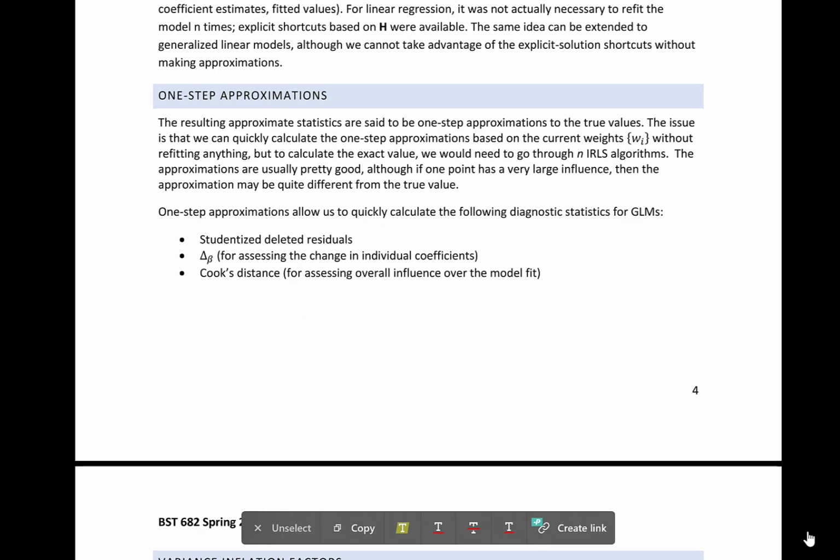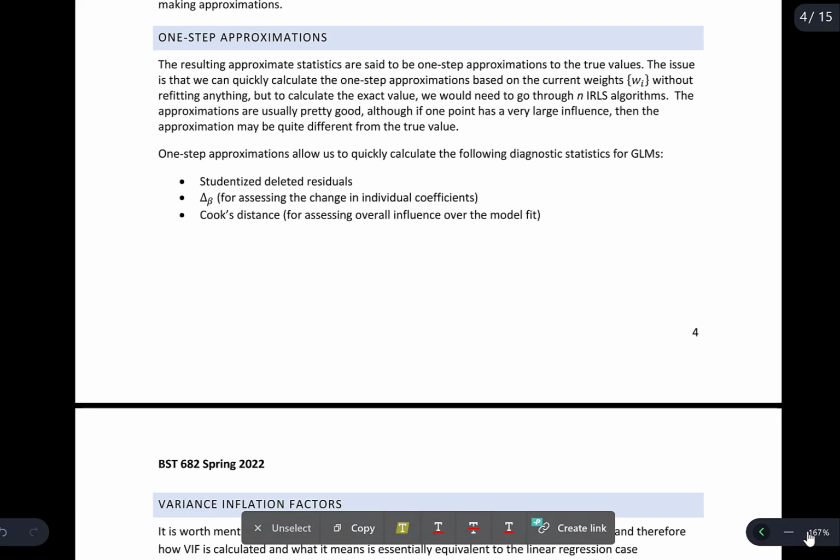The issue is that we can quickly calculate the one-step approximations based on the current weights without refitting anything, but to calculate the exact value we would need to go through the iteratively reweighted least squares algorithm. The approximations are usually pretty good, although if one point has a very large influence, then the approximations may be quite different from the true value. These one-step approximations allow us to quickly calculate the following, and you'll notice that these are very similar to things that you saw in linear regression.